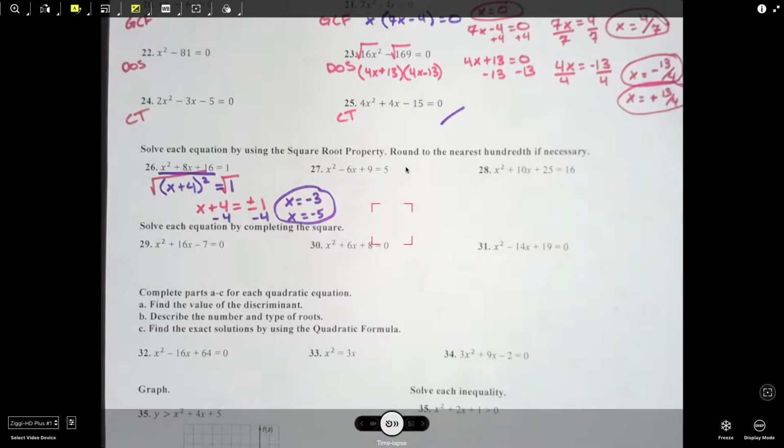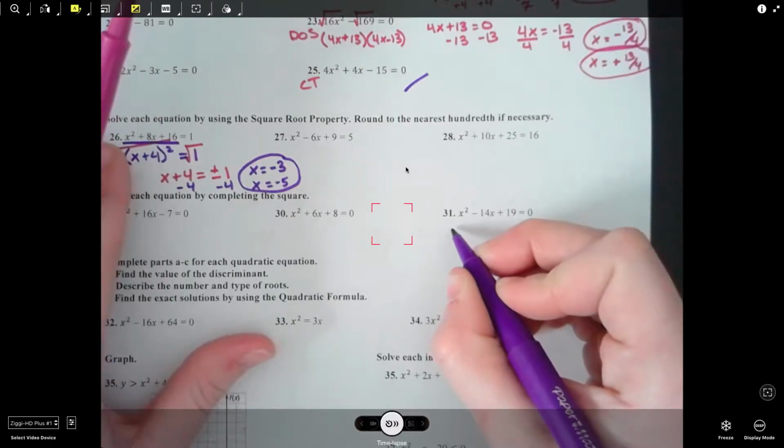Okay? What lesson is that? That is the same lesson as completing the square. Whichever one that was. 2-5 maybe? Okay. Completing the square. 29, 30, 31. Do you want one of those? 31. Okay. You're going to bump 19 to the other side.